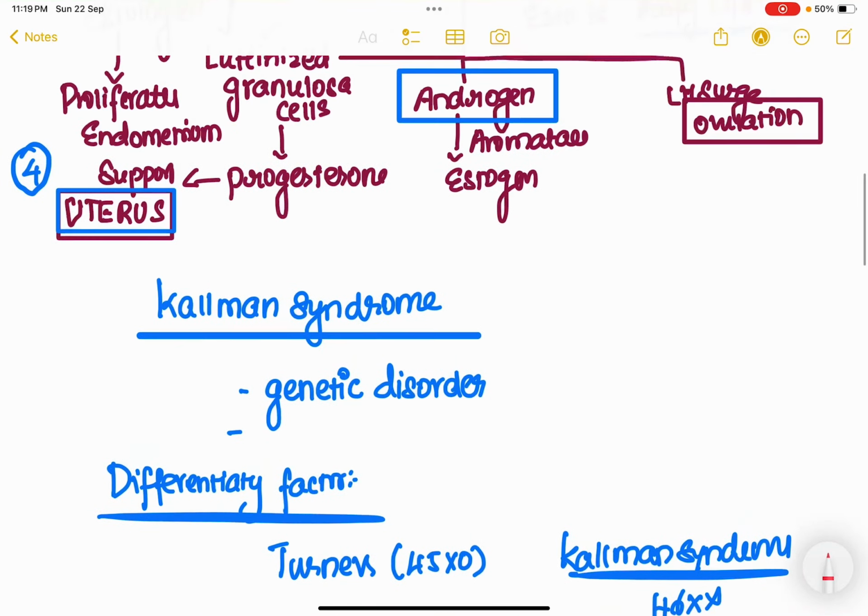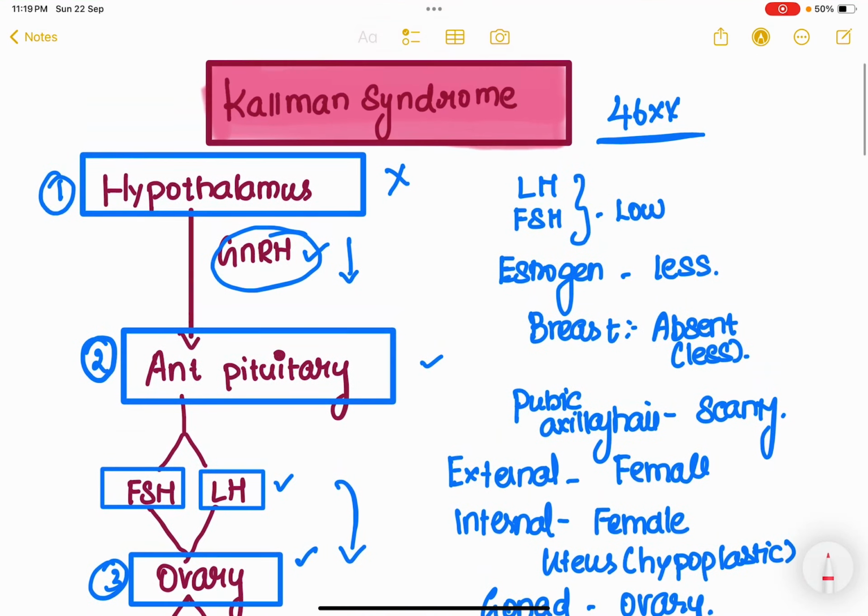So we have discussed everything we need to learn about Kallman syndrome in this module, right? So let's meet in another interesting session where I'll be discussing Turner syndrome. Okay, until then, please keep studying, students.